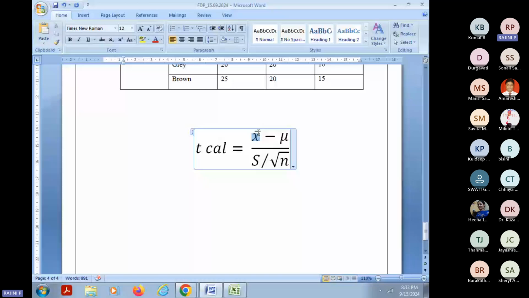What does the mu represent? Population mean. S represents the standard deviation of the sample. N is equal to the number of observations. Okay, this is the formula, which you need to remember. There is no inbuilt function for t-test for a single mean, so just write that.